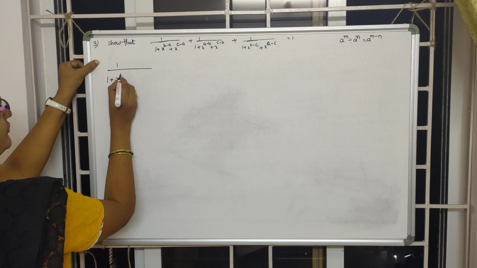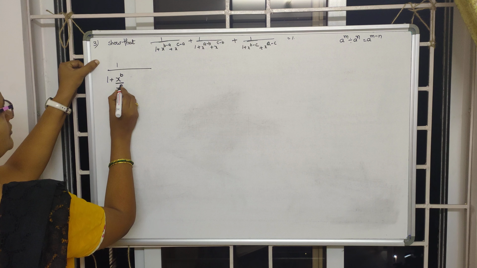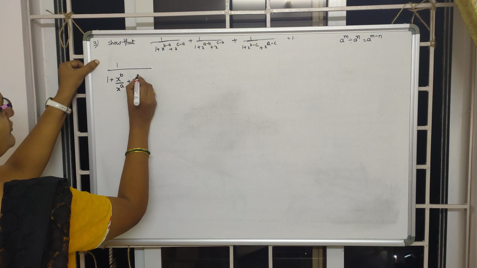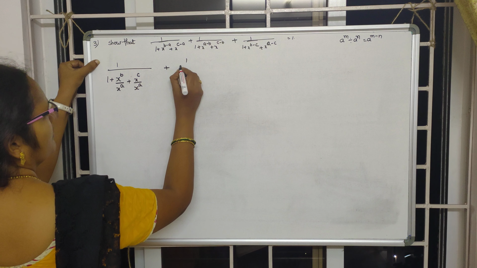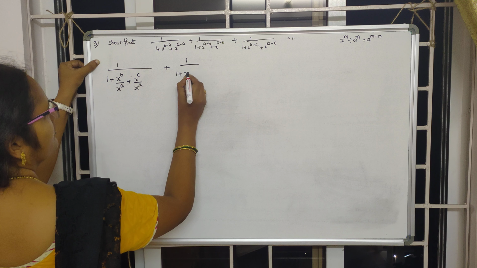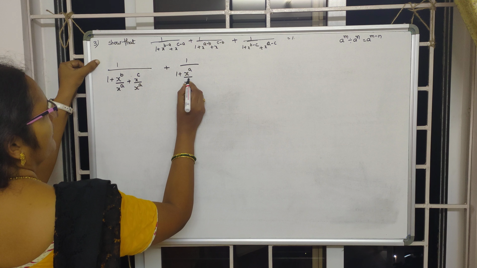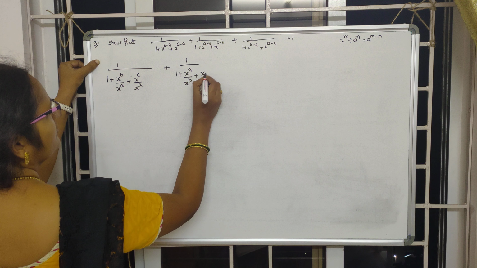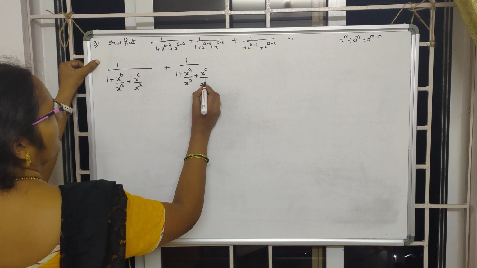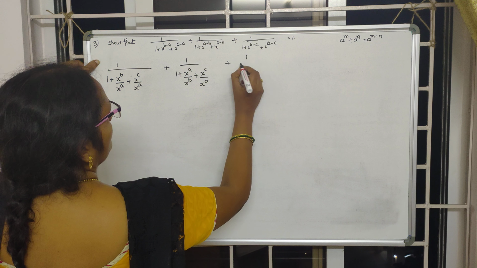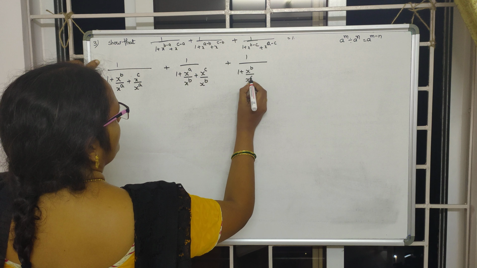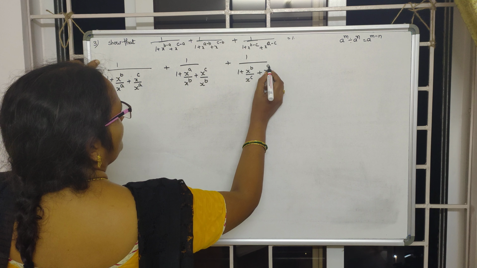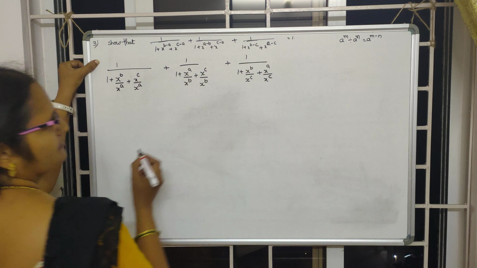So x^b divided by x^a plus x^c divided by x^a, plus 1 by 1 plus x^a divided by x^b plus x^c divided by x^b, plus 1 by 1 plus x^b divided by x^c plus x^a divided by x^c.